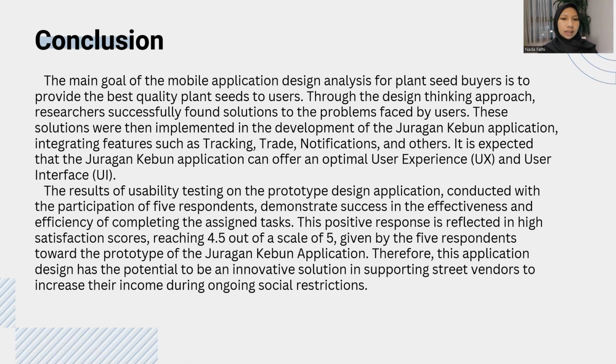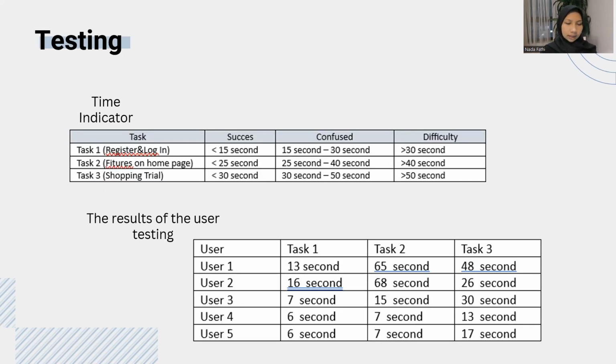The result of usability testing on the prototype design application, conducted with the participation of 5 respondents, demonstrates success in the effectiveness and efficiency of completing the assigned task. This positive response is reflected in task satisfaction scores reaching 4.5 out of a scale of 5, given by the 5 respondents toward the prototype of the Juragan Kebun application. Therefore, this application design has the potential to be an innovative solution in supporting street vendors to increase their income during ongoing social restrictions. And this is the result of the user testing.